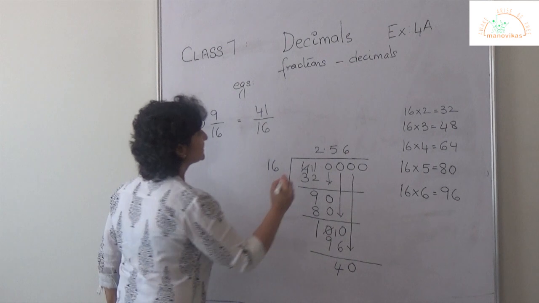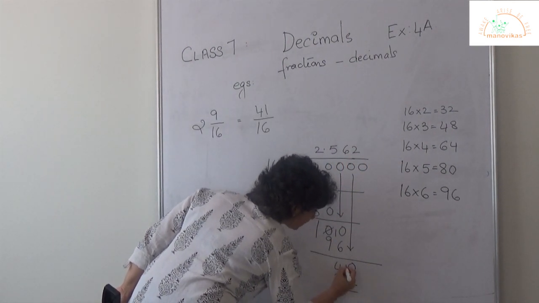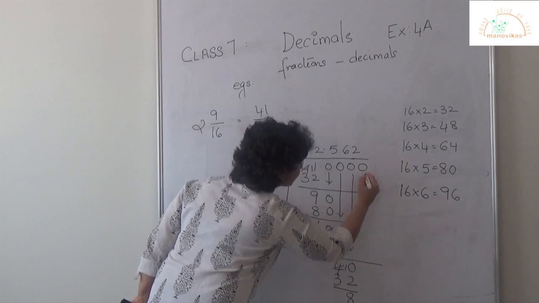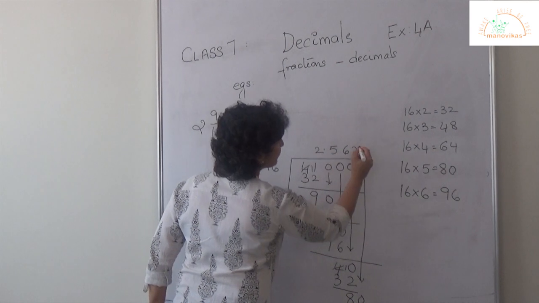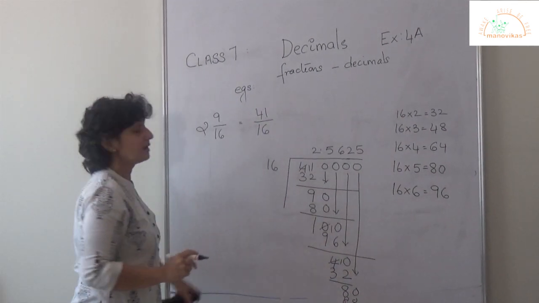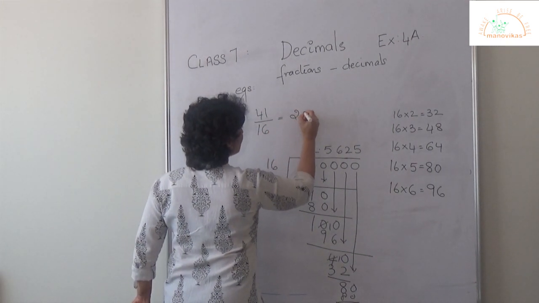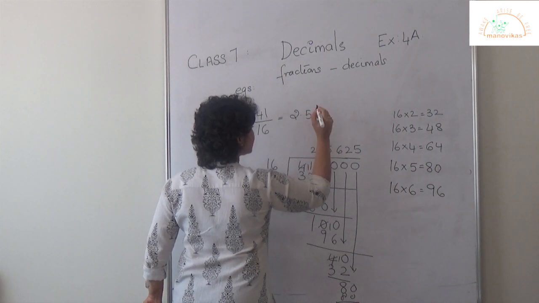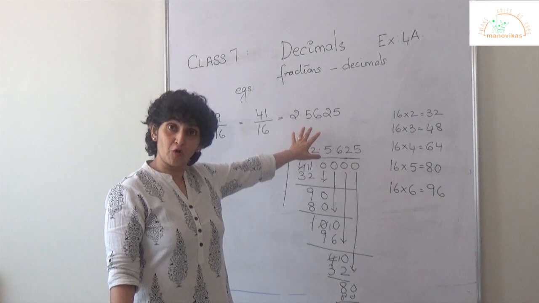Now I get 16 2s are 32. Over 1, I get 8. With this, I get my 0. 16 5s are 80. So, I've got my decimal number. My answer is 2.5625. I hope you all have followed, children.